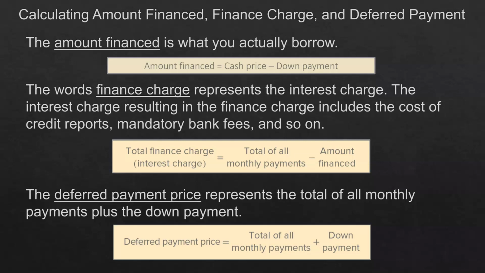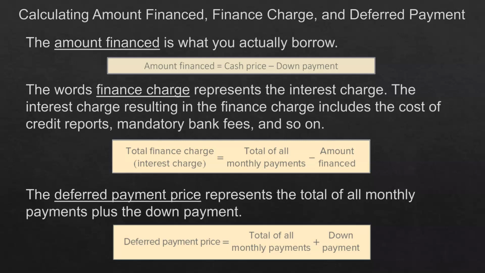The words finance charge, that's talking about the interest charge, and that also actually includes cost of credit reports, bank fees, and that kind of stuff, because sometimes that's part of your loan. So to find the total finance charge, you total the monthly payments. So if you know the payment amount and how many months, you just multiply that, and then you subtract the amount borrowed, the amount financed.